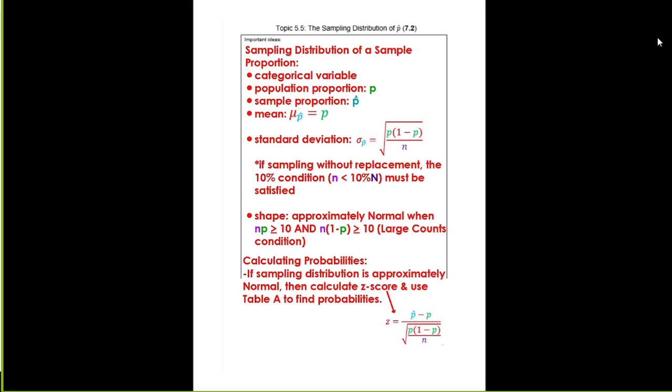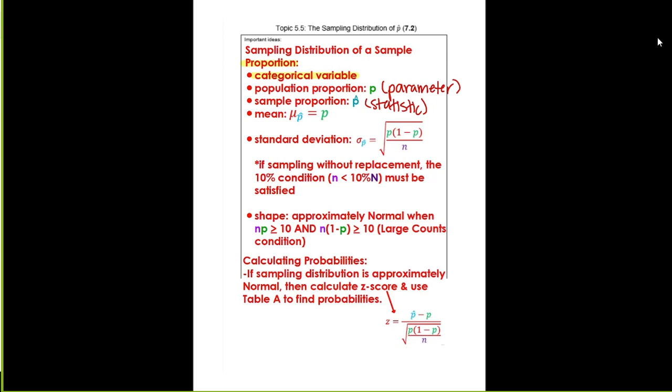A couple things about it before you pause me is that proportions are for categorical variables, so that's something really important that we want to highlight there. And the symbols that we use are so important. The population proportion, remember that's called a parameter, and that is p. And the sample proportion is called a statistic, and that's p with a little hat on it. We have our mean and standard deviation formulas.